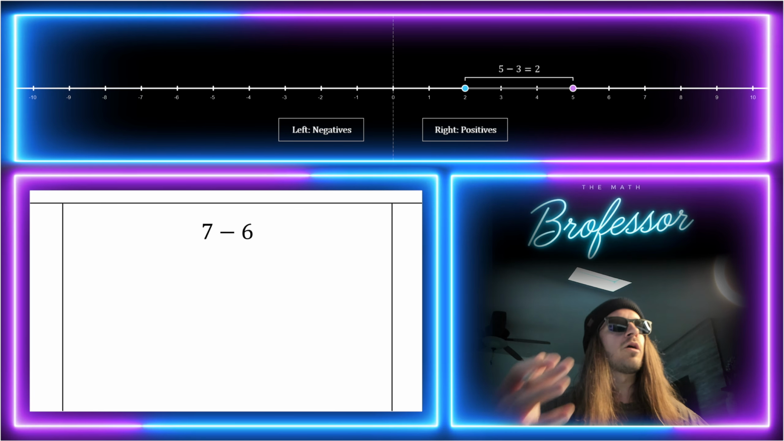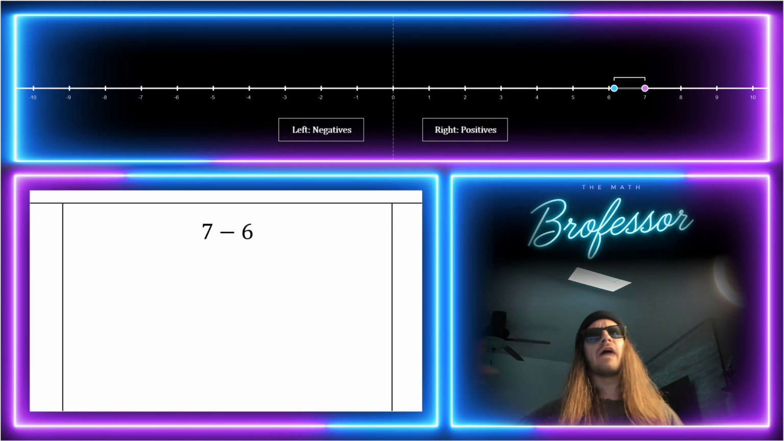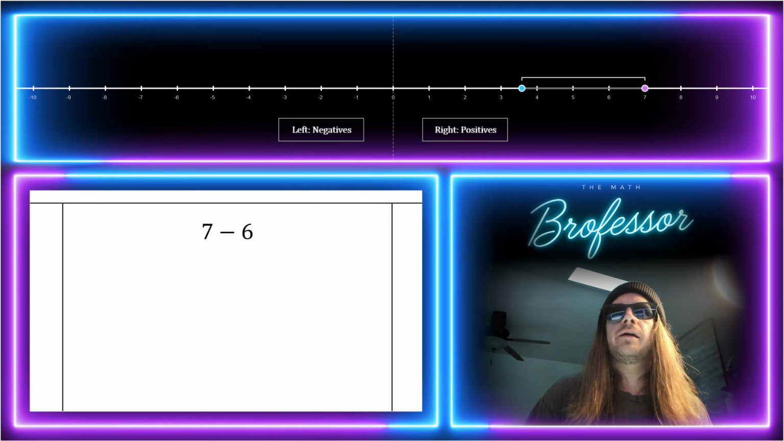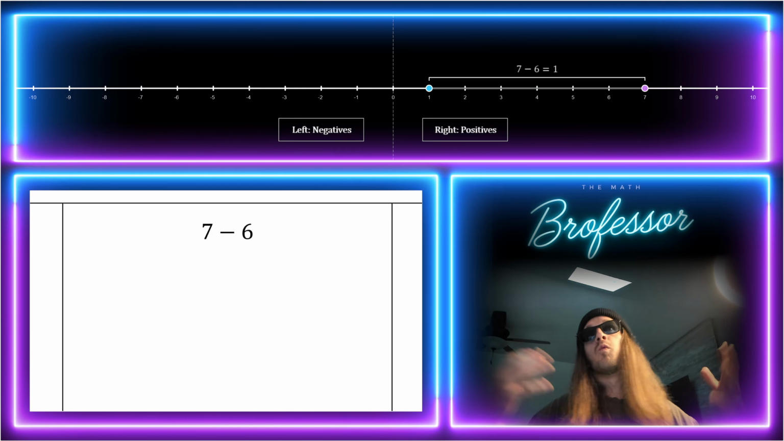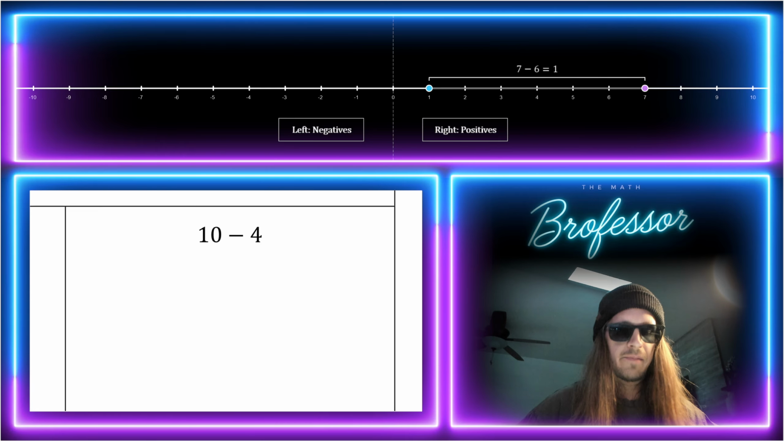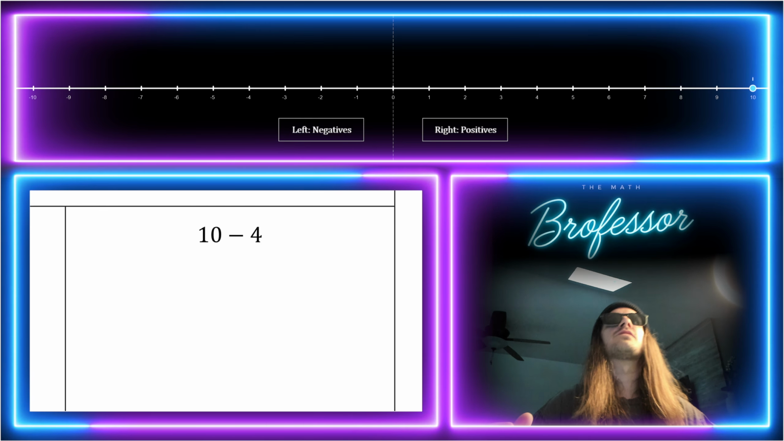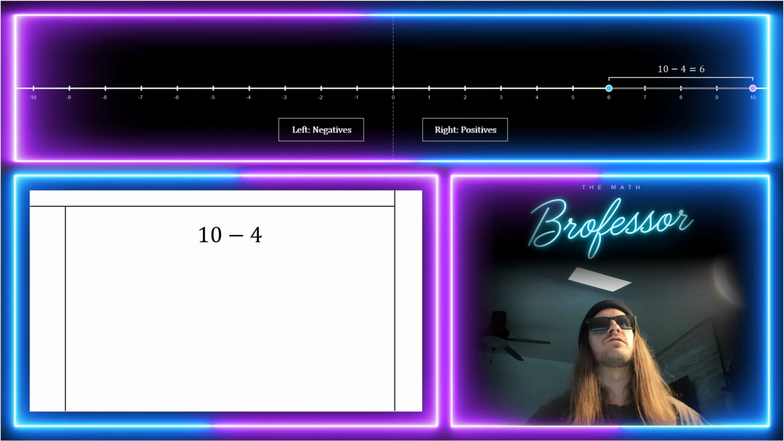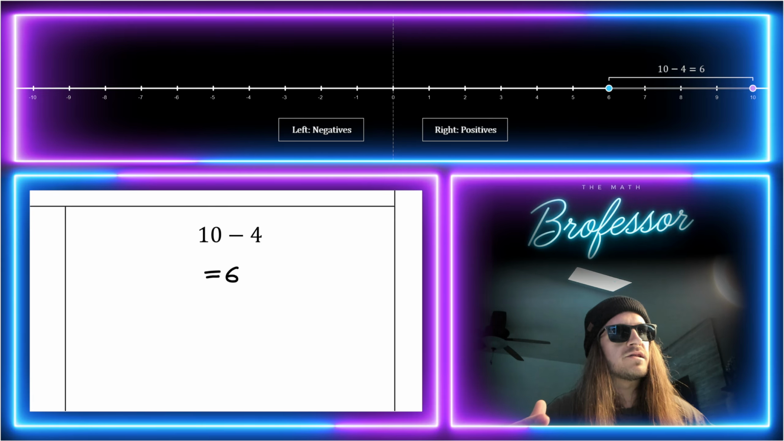7 minus 6, we're going to start on 7, then we're going to move 6 units to the left, and we'll see where we end up. Start on 7, move left, 1, 2, 3, 4, 5, 6, we end on 1. So that's why 7 minus 6 is 1. 10 minus 4, we're going to start on 10, minus, go to the left 4 spaces. 1, 2, 3, 4, right? So 10 minus 4 is 6. All right. I'm showing you this because there's symmetry here.